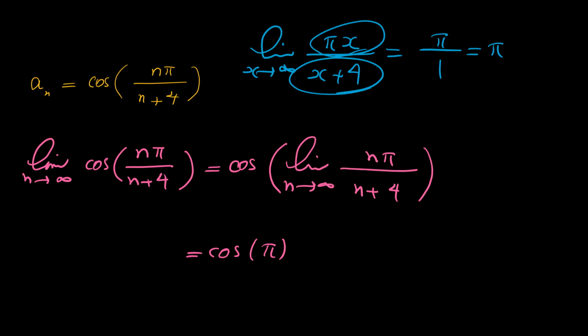Another way, divide every term of the numerator and every term of the denominator by n. So you divide this by n, divide this by n, divide this by n, simplify, and you can get the same answer.